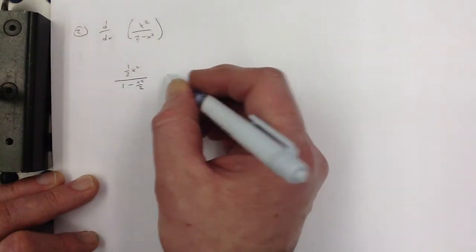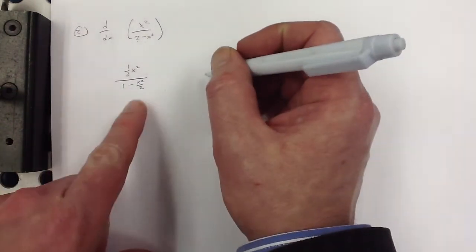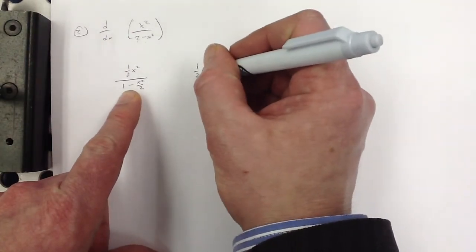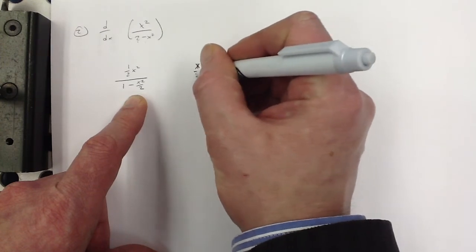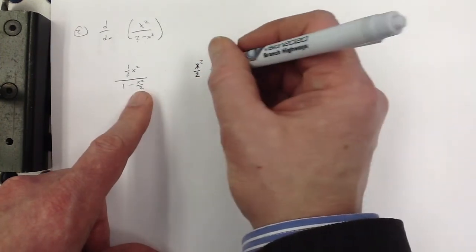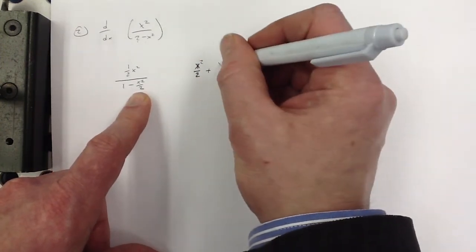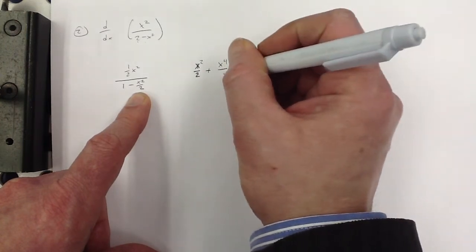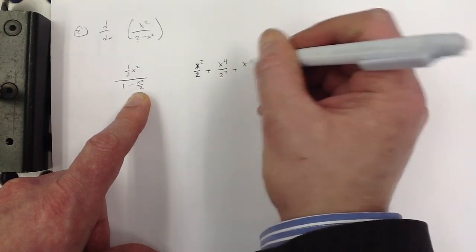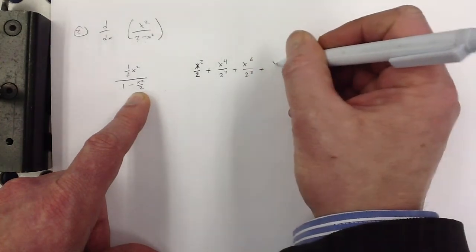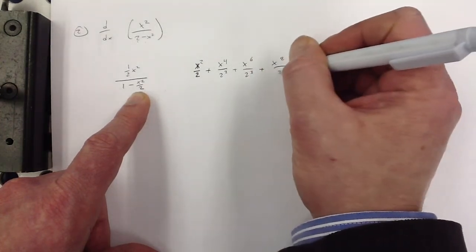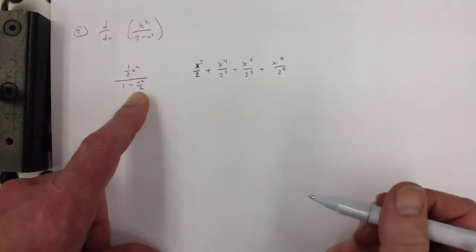And that series is going to look like the first term is x squared over 2. And then my multiplier is x squared over 2, positive. That's x squared, x to the 4th over 2 squared plus x to the 6th over 2 cubed, and so on. That's the first 4 terms.